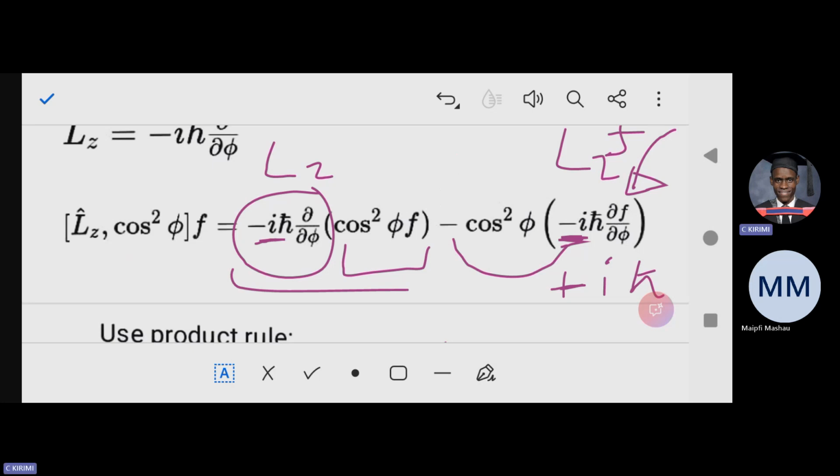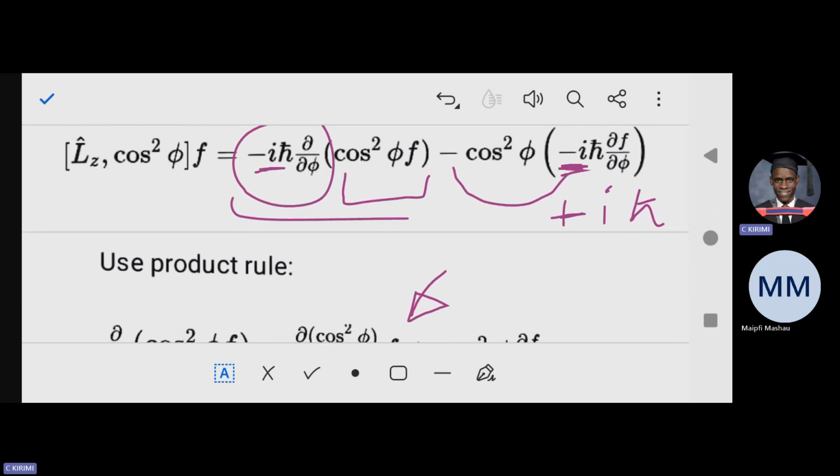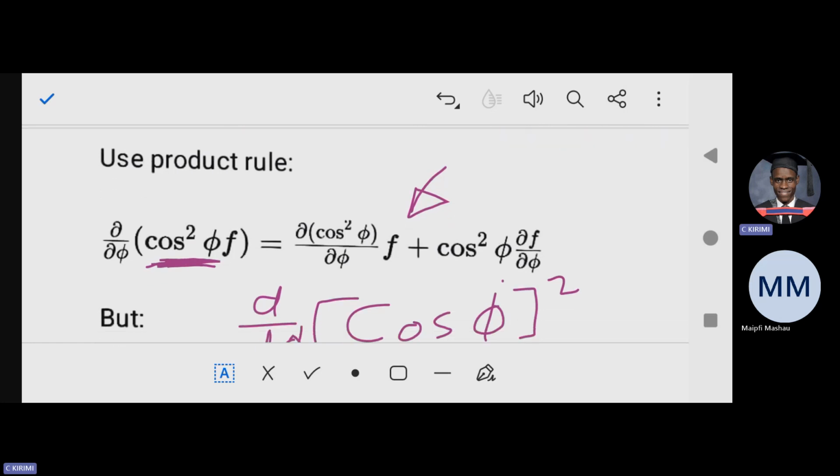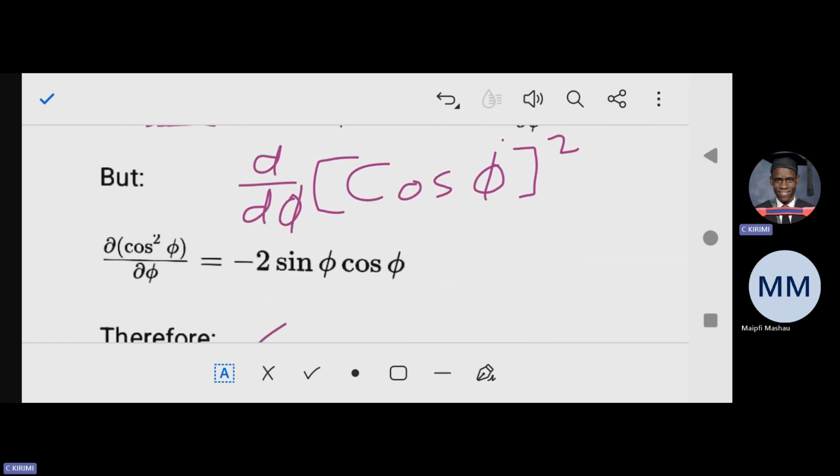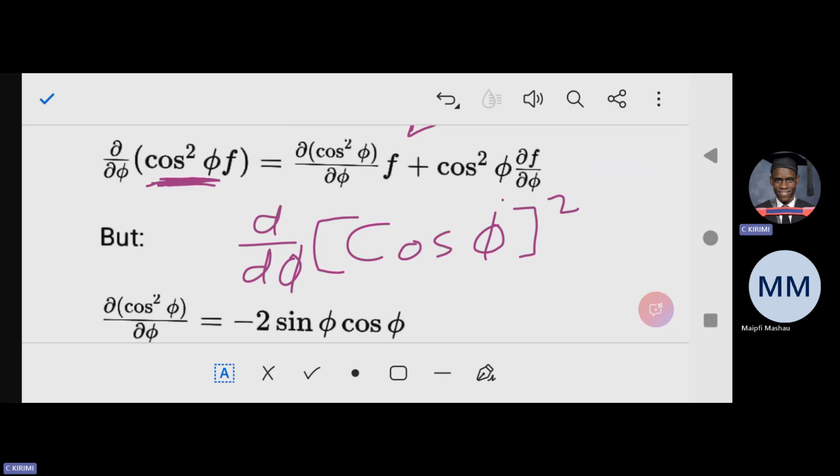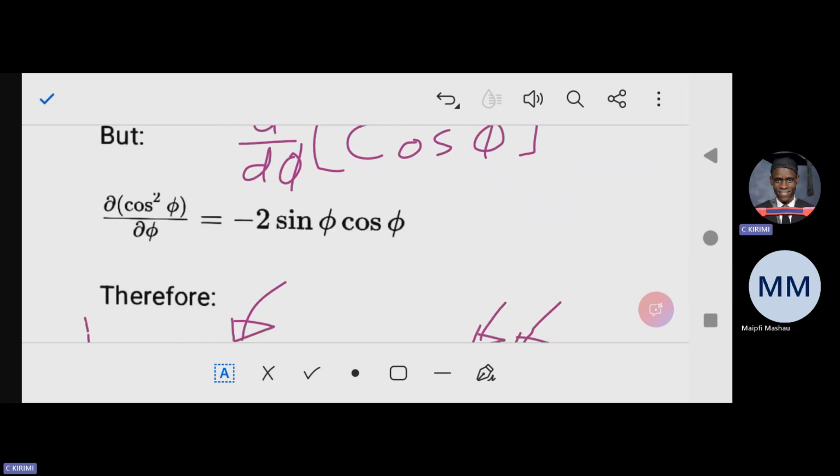Since these are constants, i is the square root of negative 1, and h bar is Planck's constant over 2 pi. It's also a constant, so don't forget that there's a negative i h bar outside. But when you differentiate cos squared phi with respect to phi, it gives you negative 2 sine phi cos phi. Why? Because when you differentiate cos, it gives you negative sine, and the 2 which is the exponent becomes the coefficient in front. That's where the negative 2 sine phi cos phi came from.